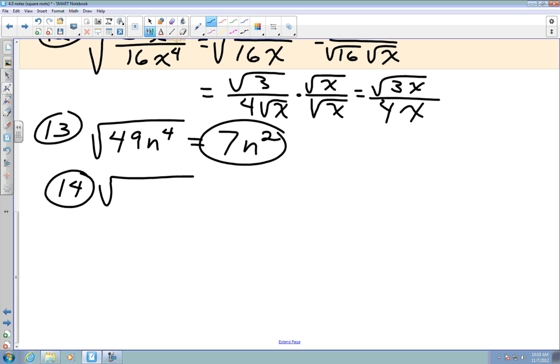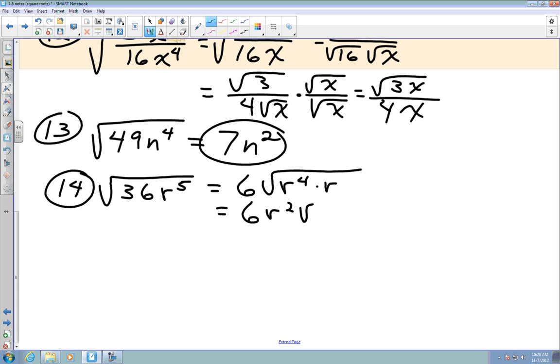Square root of 36r to the 5th. Well, the square root of 36 is 6. And then I'm going to do it this way just to get you in the habit. I've got r to the 4th times r. So 6r squared times the square root of r. Okay? Questions?